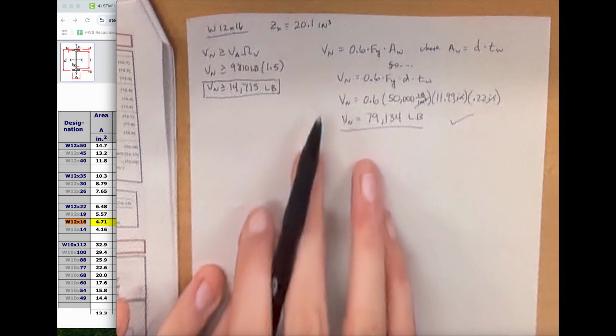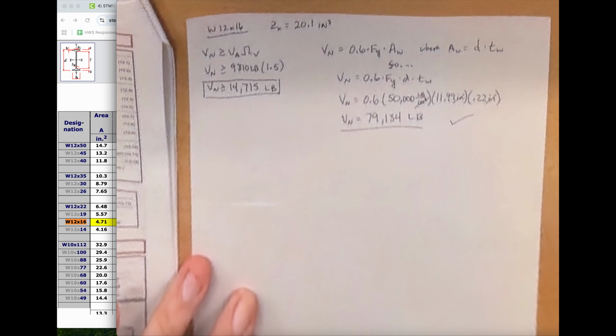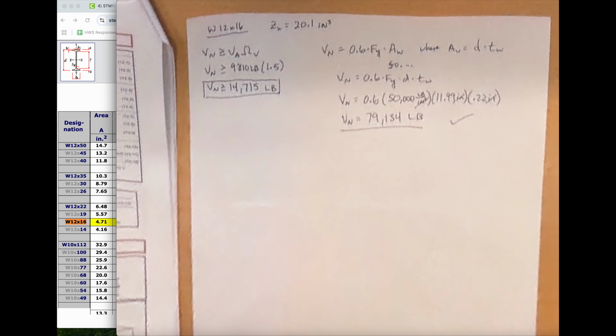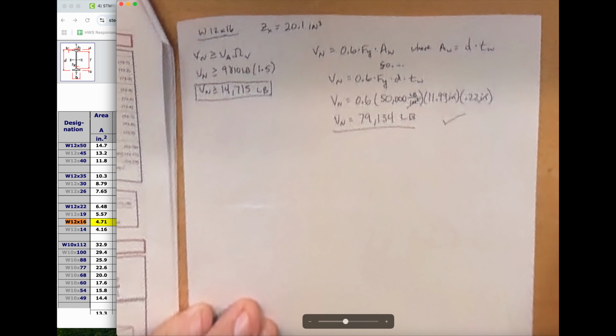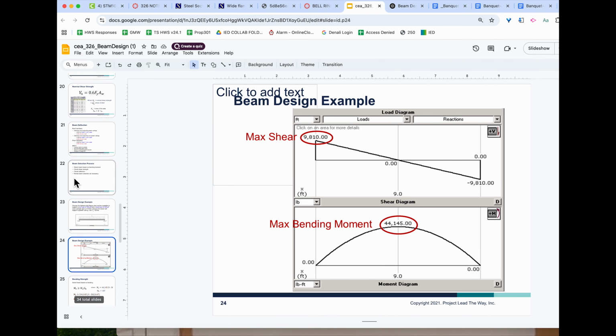Now the last thing that we need to end up checking is deflection. So we've got to first determine what the max deflection is, and then we've got to calculate out for this W12 by 16, how much deflection are we going to end up having. Now if I go back to these notes, we can end up looking at this.